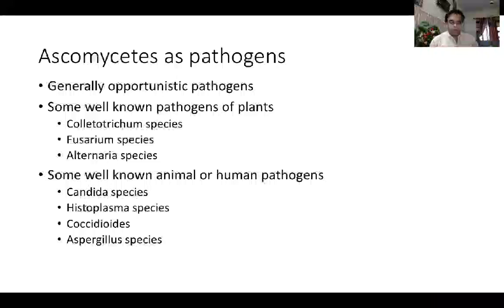Then Histoplasma species are there. They cause histoplasmosis. And then Coccidioides and Aspergillus species. So they cause mycosis in humans and animals. They cause skin problems, allergies, and different kinds of problems and diseases in humans and animals.